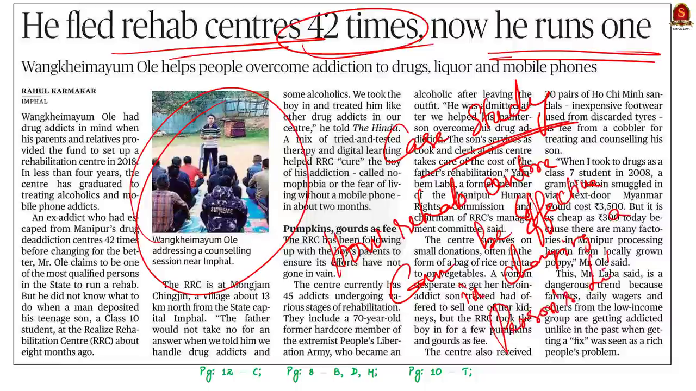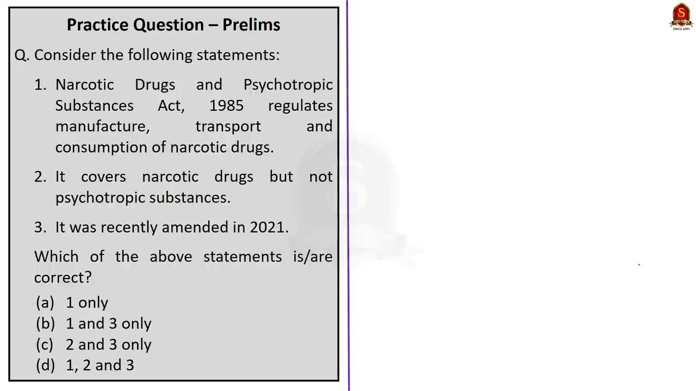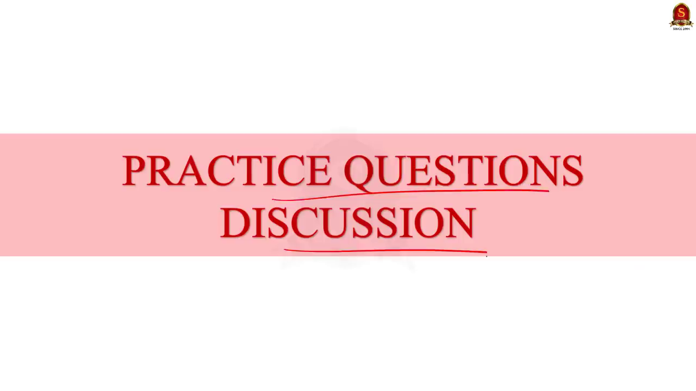And then we saw how the laws are protecting or helping in the prevention of drug addiction. Then we also saw what are all the other factors that can help in the prevention of drug addiction. So with these key points in mind, now let's move on to the next part of the news article discussion, which is the prelims practice question discussion.